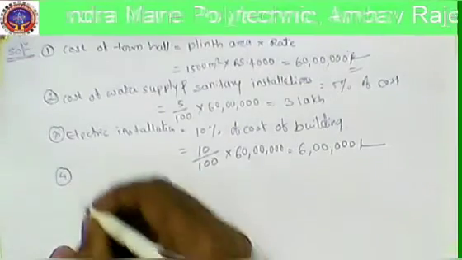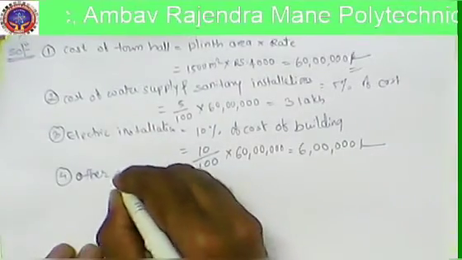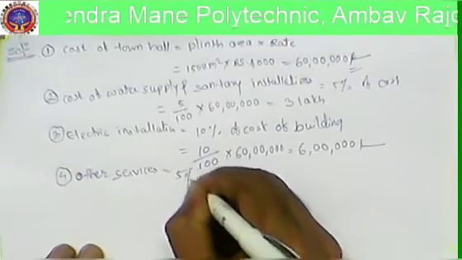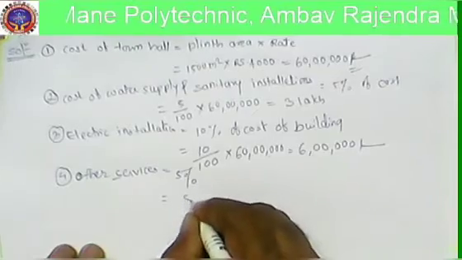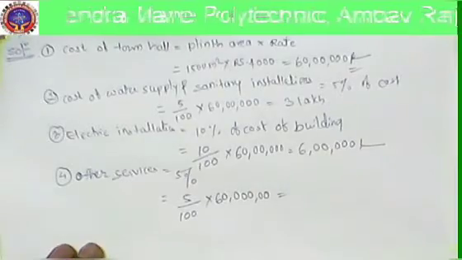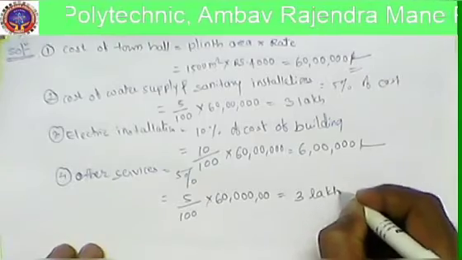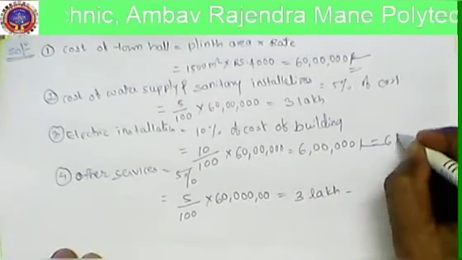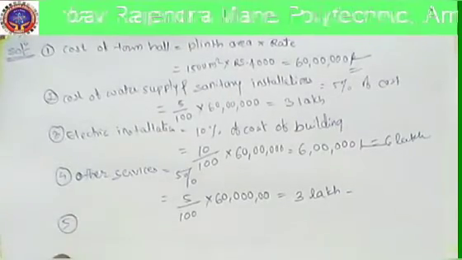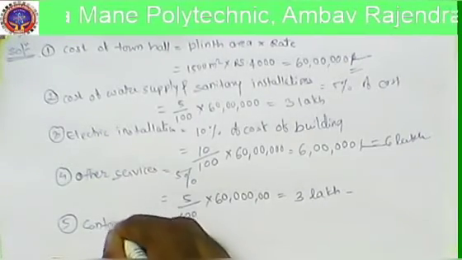Other services require 5% of total cost of building. So other services is equal to 5 divided by 100 into 60 lakh, which is equal to 3 lakh. Electric installation is 6 lakhs. And now contingency charges.